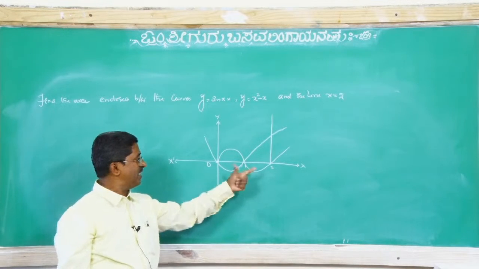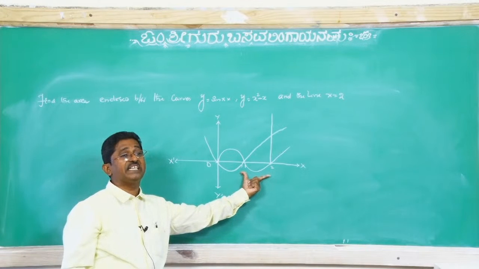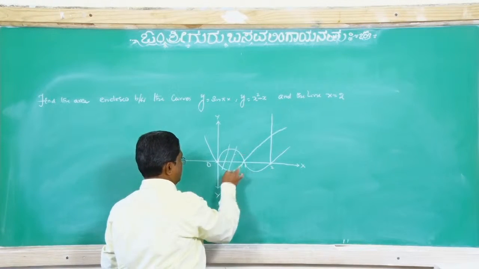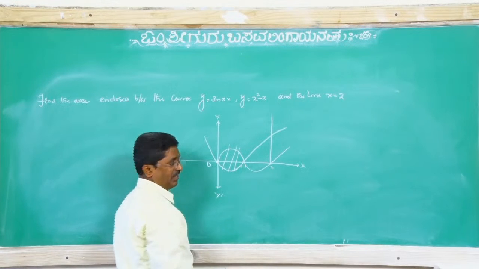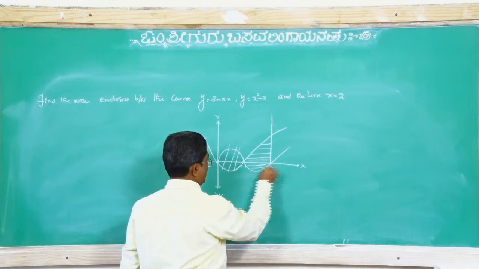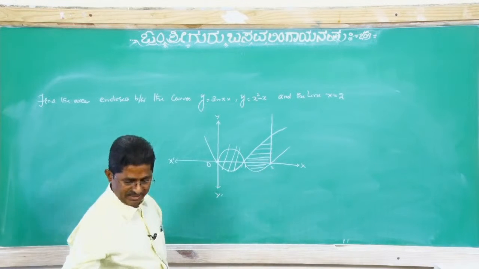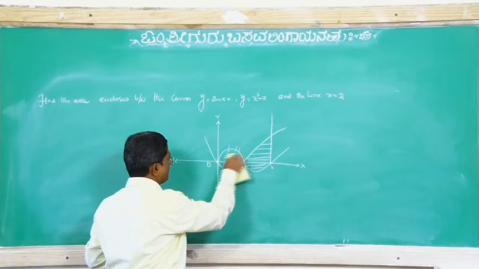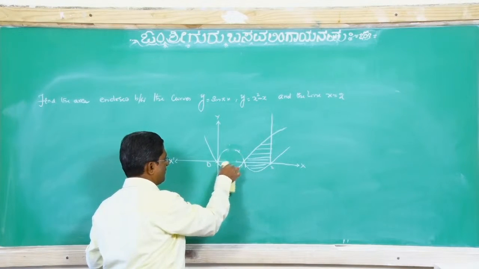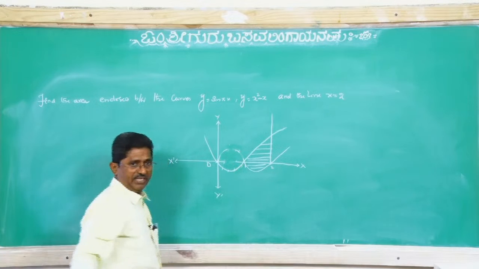Enclosed area means the area near the point of intersection. This area we have to calculate. This we don't want, leave this area, eliminating it. We have to determine the shaded portion of this area only. This area we have to calculate. The empty place like this, leave it.